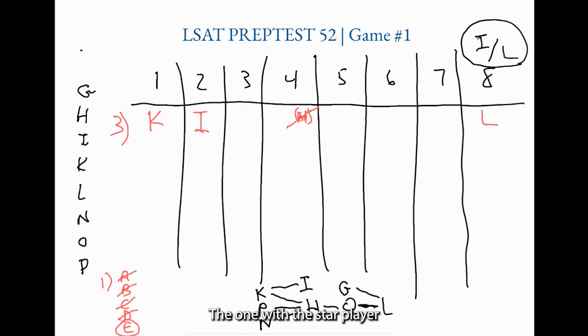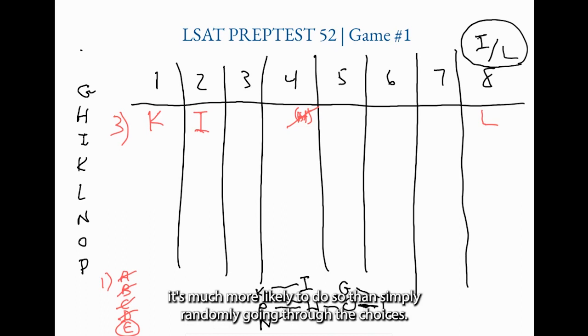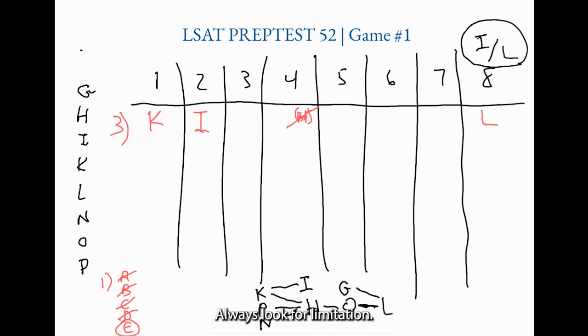Going with the star player and jumping to choice B may not always give you the right answer, but it's much more likely to do so than simply randomly going through the choices. Always look for limitation. That is the key on logic games. Where are players restricted to only one or a few spots? If you go to those places, you will be able to mine them for gold. That will make you rich as you do your logic games.